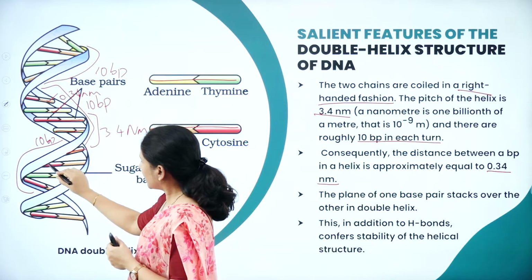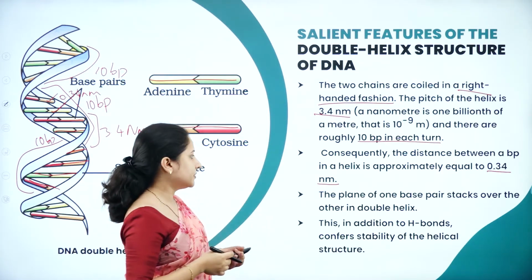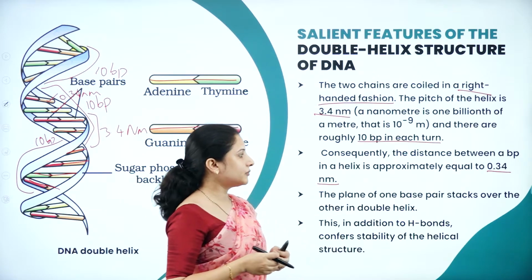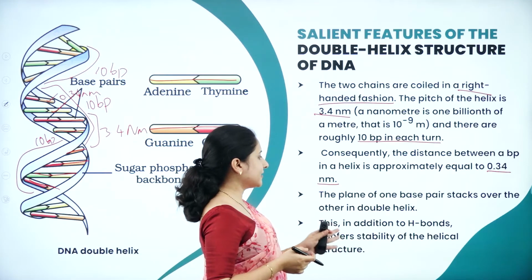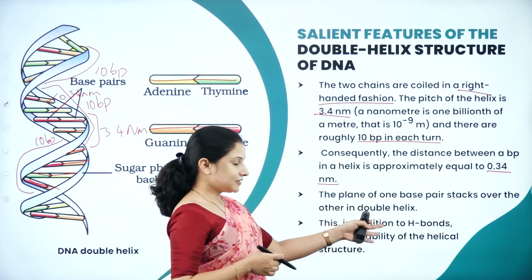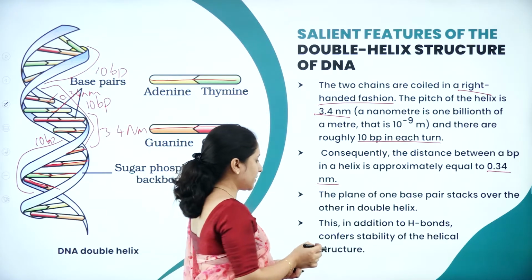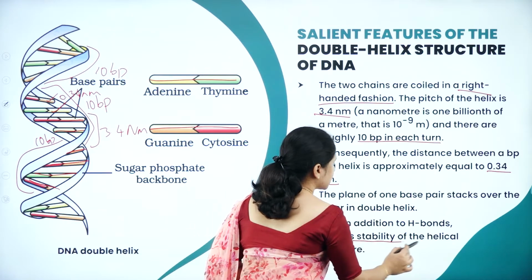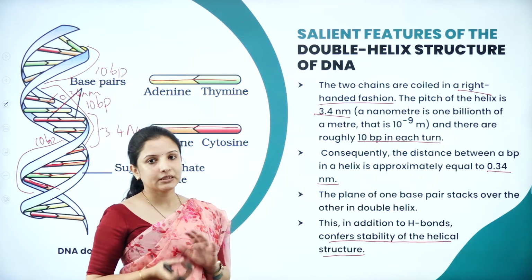This stacking one above the other actually results in the formation of a double helical structure, and this, along with the formation of the hydrogen bonds between the base pairs, gives stability to the helical structure of the DNA. So, this is about the double helix.